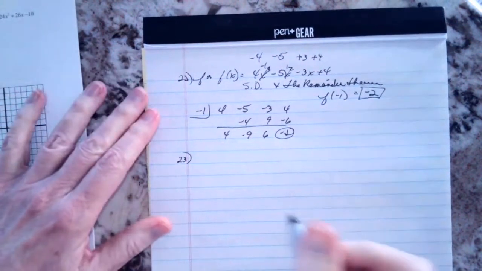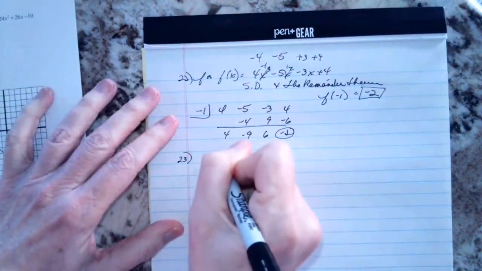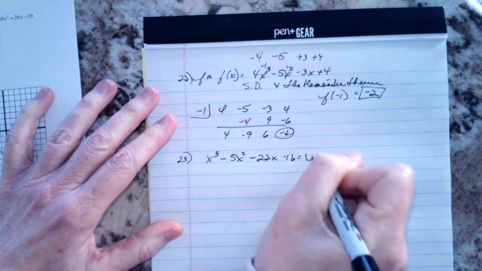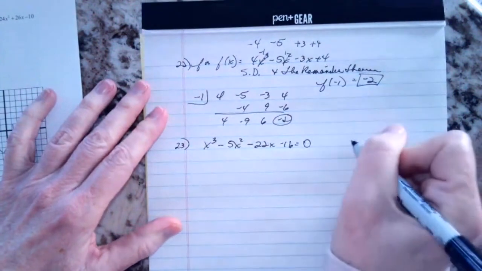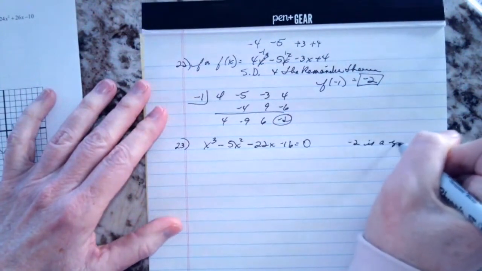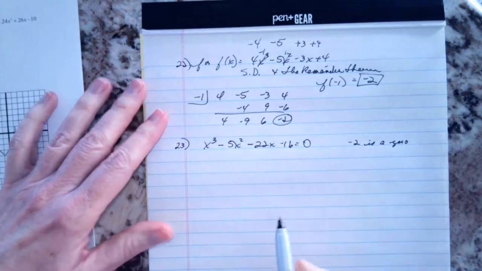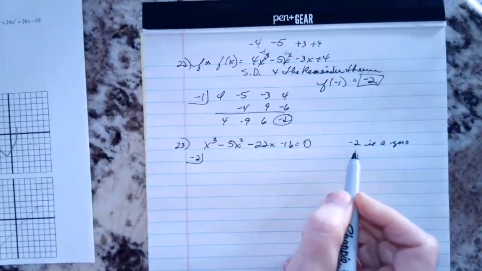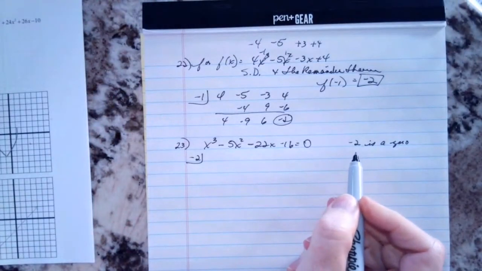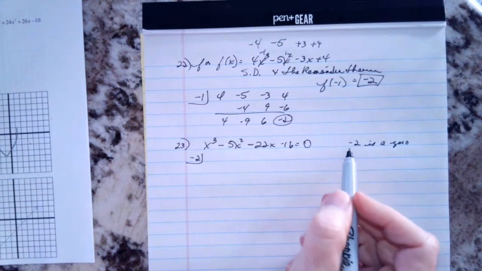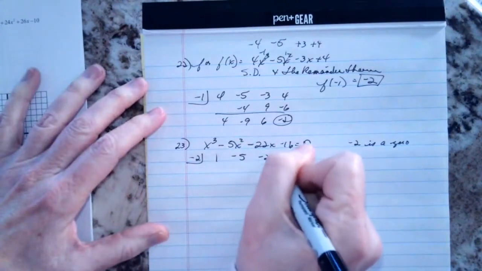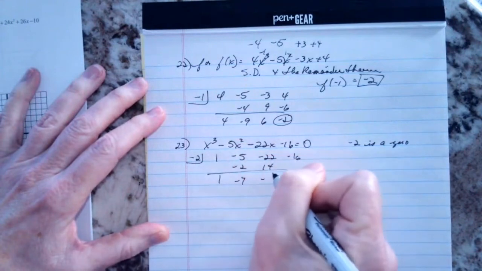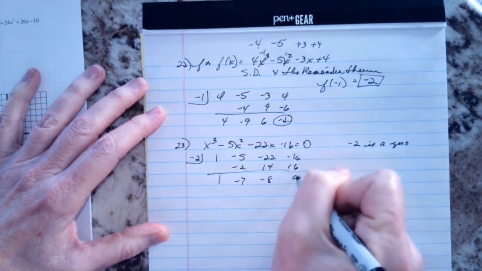Okay, number 23 says solve x cubed minus 5x squared minus 22x minus 16 equals 0, given that negative 2 is a 0. So they're telling you negative 2 will work. So let's try that out. Negative 2. Notice I didn't change its sign because it's not x plus 2. It's negative. They're just telling you. There's no x associated with it. Okay, 1, negative 2, negative 7, 14, negative 8, and then we're getting 16.